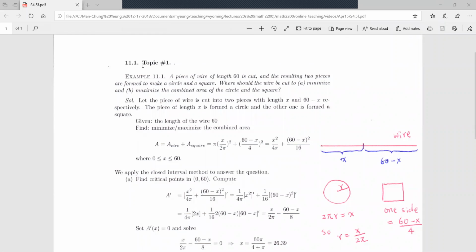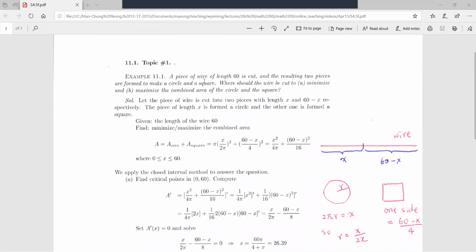I want to show you 2 more examples today. In the first example, we need to use the closed interval method, and we use the open interval method in the second example. Example 1.